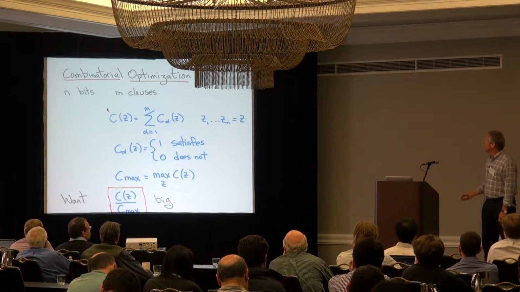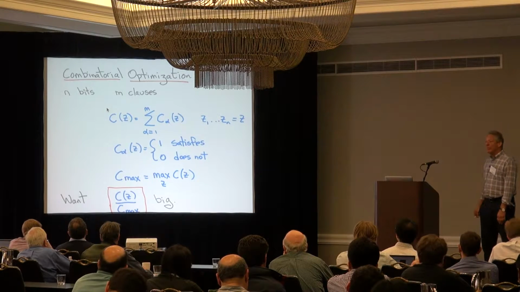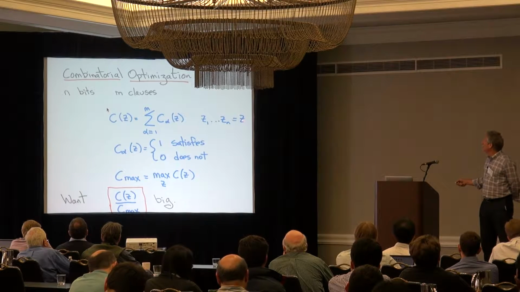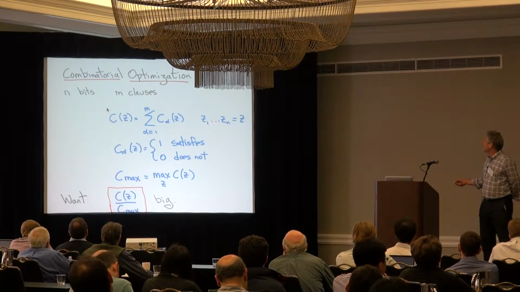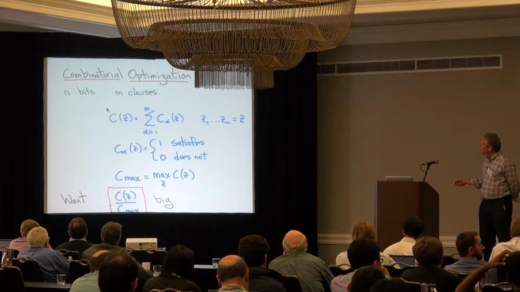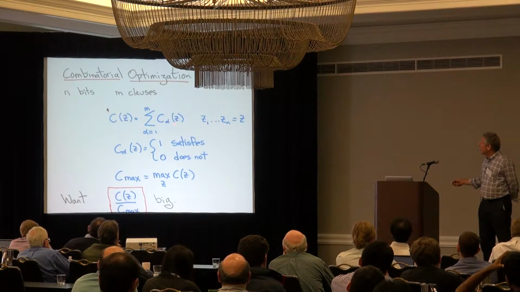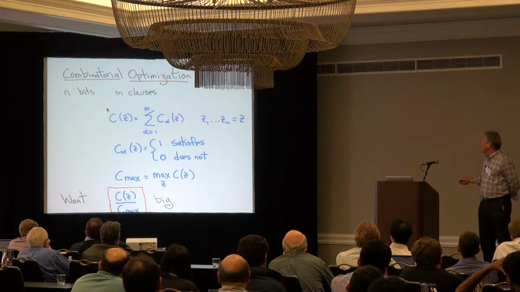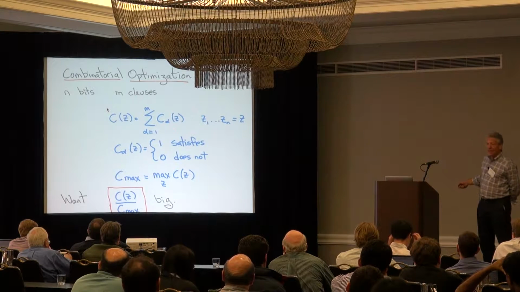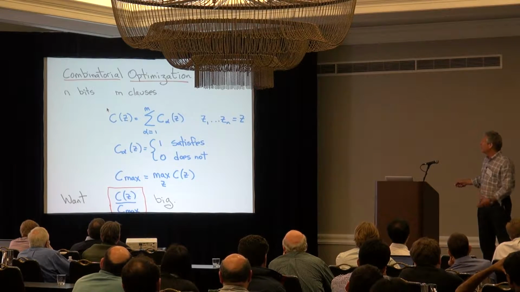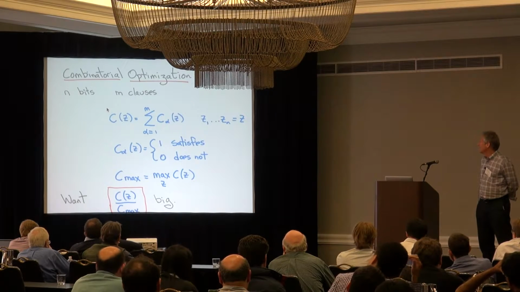So here are problems where we have n bits and m clauses. And we have the bits we represent by a string z. These are 0, 1, or 1 and minus 1. It doesn't really matter. And there's a cost function, which is the sum of individual cost functions from m clauses. And each of these acts on a subset of the bits. And it is defined so that it is 1 if it satisfies and 0 if it does not.